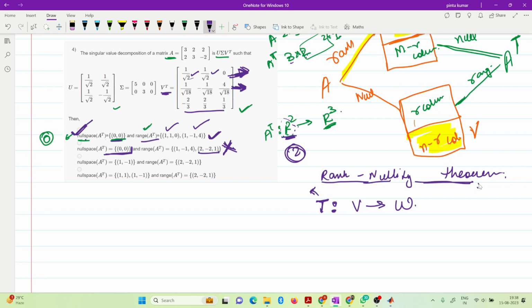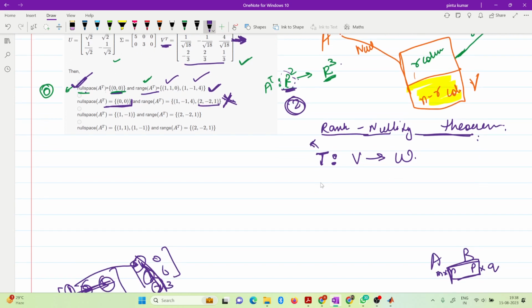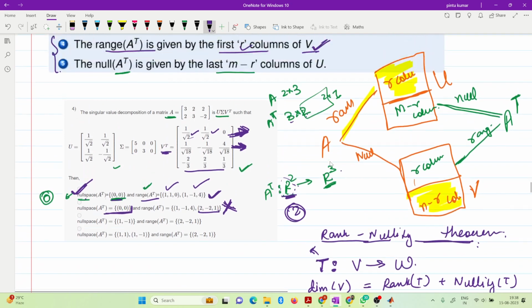So what rank nullity theorem means is rank of T plus nullity of T is equal to dimension of V over here. This is a very famous theorem. Any linear algebra book would have this. Okay. So here I use the same thing.